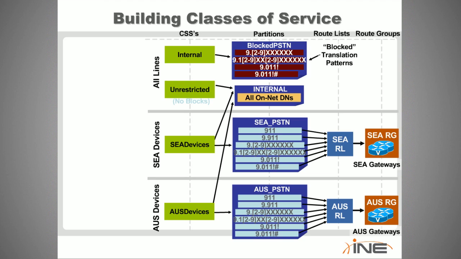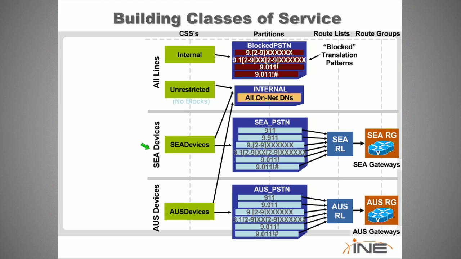Okay, so taking a look at building classes of service with the line device approach. Remember before we had Seattle phones and Austin phones. Now we've got a separate section here. Above this gray line is for lines, for all lines within a country or within a dialing plan. When you have multiple countries, you do still need multiple dialing plans. You're not going to escape that.